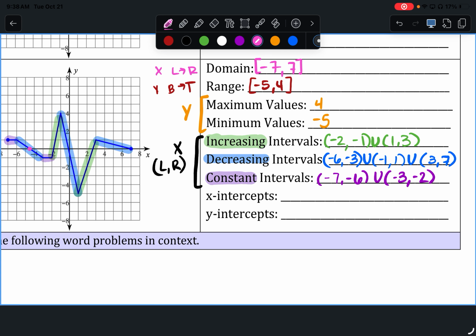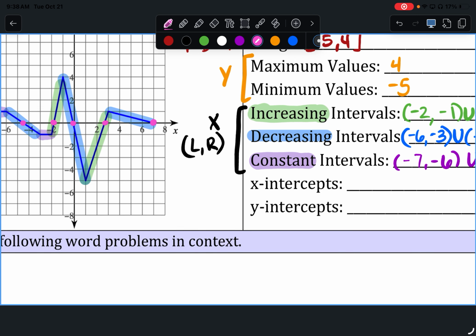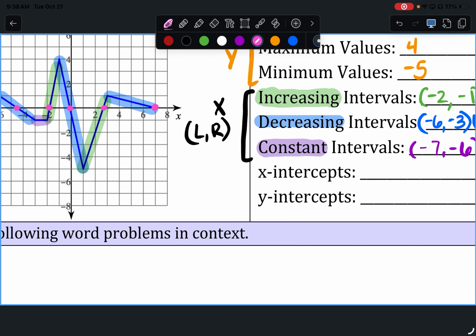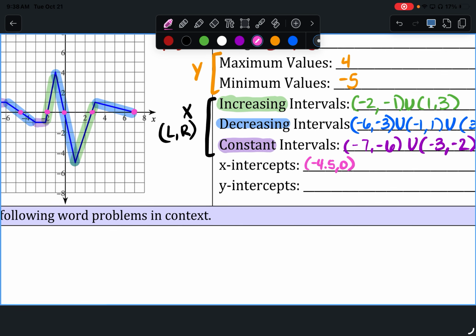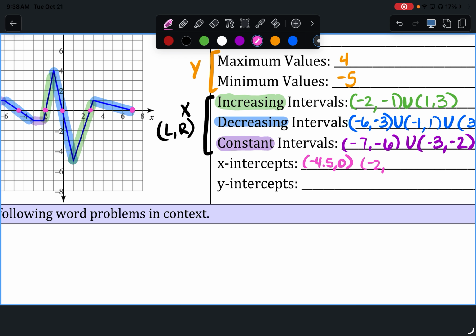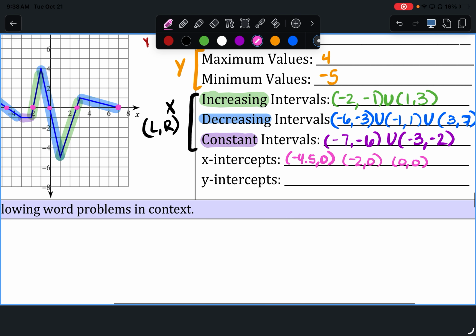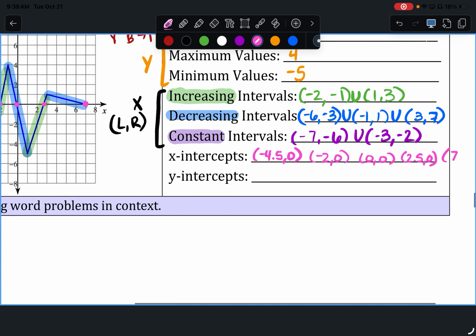Okay, now we're going to do our x-intercepts. How many times does this cross the x-axis? A lot, right? There's 5 different places. So we're going to start on the left and just go from there. -4.5, 0. -2, 0. Zero, 0. Is that where y'all would say that's at? 2.5, 0. And 7, 0.